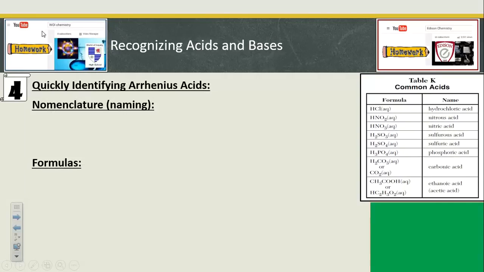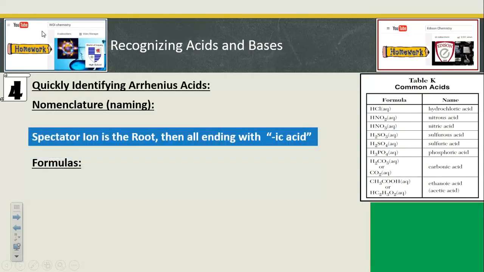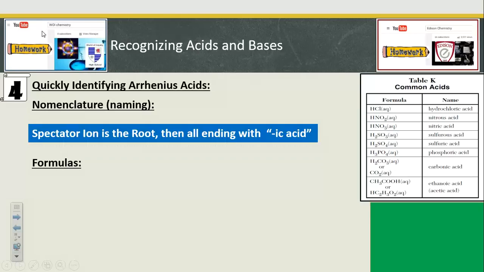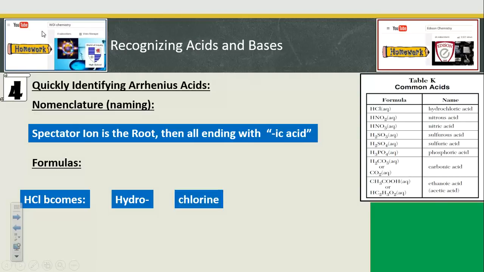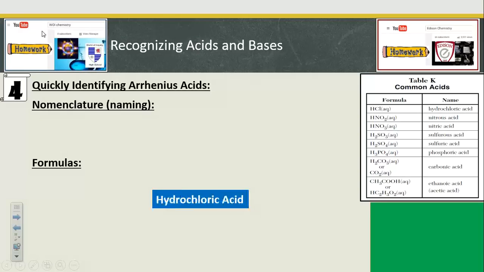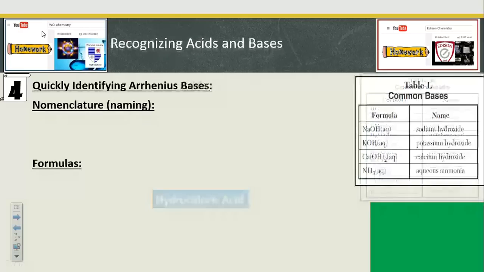And so, quickly, to identify and name Arrhenius acids and bases: the spectator ion is the root, and all of the acids end with "ic acid." For hydrochloric acid, the chlorine is a spectator ion. The formulas always have H in them, typically at the beginning. Hydro for hydrogen, chloric from chlorine, and you get the name hydrochloric acid. Yay! So the formulas are very basic, pun intended. It's very easy to name these things.